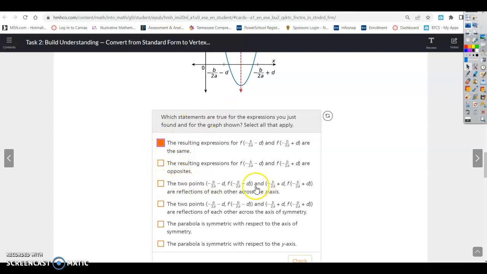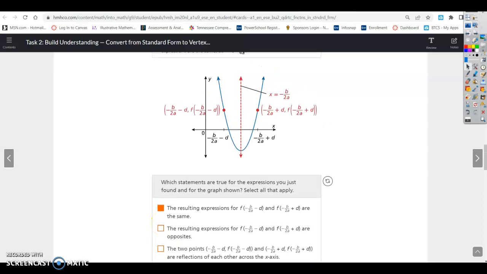The 2 points are reflections across the x. Well, they don't reflect across the x. This is the x-axis. So it doesn't reflect across the x, but it does reflect across the axis of symmetry. So that would be this one. And they are symmetric with respect to the axis of symmetry.